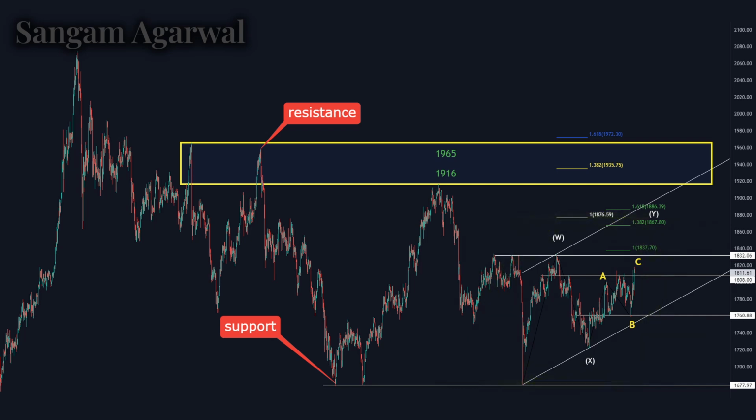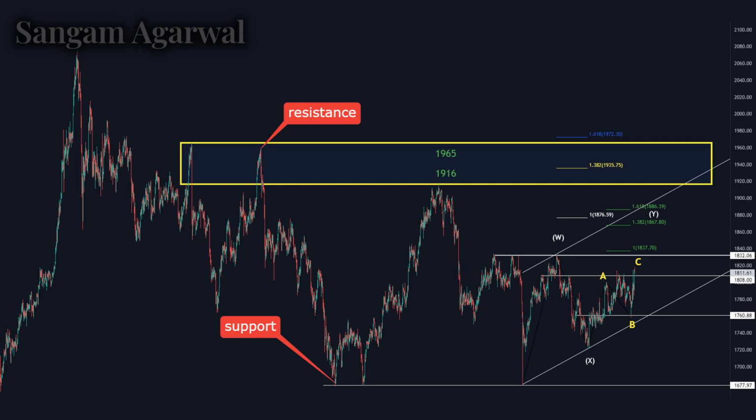Wave Y has its 100% projection at 1876. So if price breaks above 1834, then we can expect wave Y to go up to 1876. And wave C has its 100% projection at 1837. So the projection targets for wave C and wave Y are above 1834. As long as price is trading above 1760, we can expect a new higher high above 1834, and 1960 and 1965 is our resistance zone. So all of the bulls from 1677 to 1760 have their first target at 1834, then 1960.